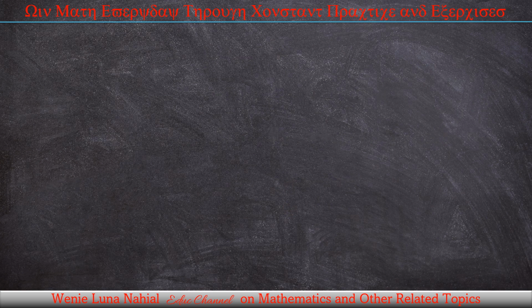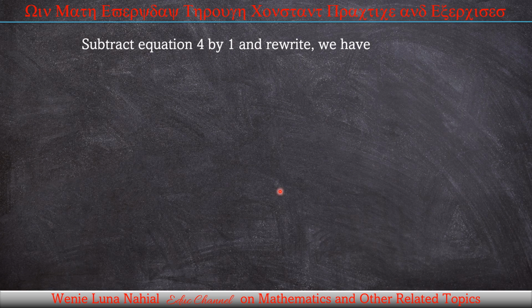So in here, we have to subtract equation 4 by 1 and rewrite. Subtracting both sides by 1, again, we applied the subtraction property of equality. So we get 3 raised to z over 9 equals 3. Then, multiplying both sides of this equation by 9, so that only 3 raised to z is at the left side, we get this equation, 3 raised to z equals 27.